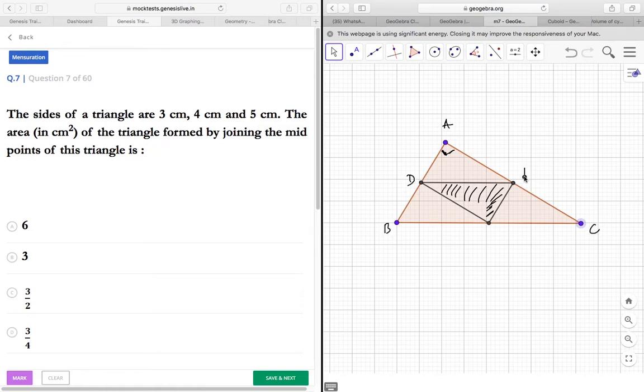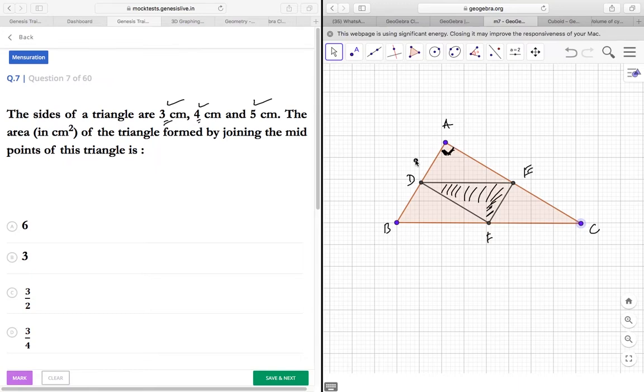So DEF, let's say, and they have mentioned that the sides of the triangle are 3, 4 and 5. How did I arrive at the conclusion that this is a right angle triangle? By these numbers 3, 4, 5. They are Pythagorean triplets. The triangle can have these three values as sides only when there is a 90-degree angle, that is, if it's a right angled triangle.